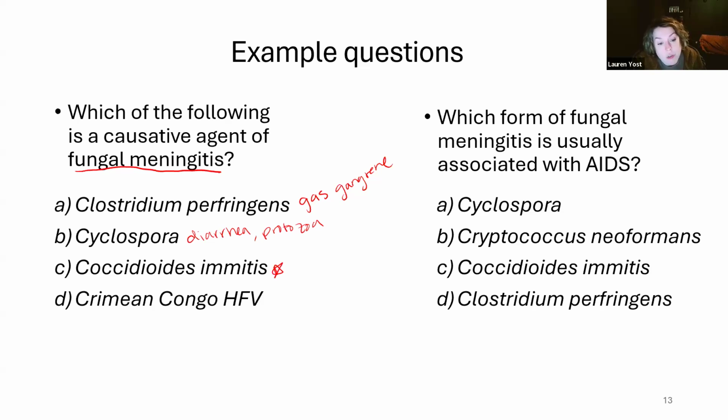Coccidioides immitis, this is a fungal meningitis. Crimean Congo HFV, this stands for hemorrhagic fever virus. It's a virus, it couldn't be a cause of fungal meningitis. So C is our answer here.